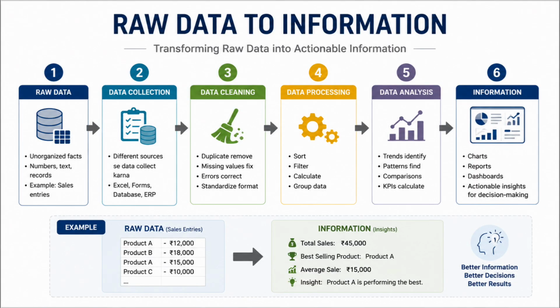Let's see how raw data is converted into meaningful information. It all starts with raw data, which contains unorganized facts and records collected from different sources. Next comes data cleaning, where duplicate records are removed, missing values are handled, and errors are corrected. After that, the data is processed using operations like sorting, filtering, grouping, and calculations.